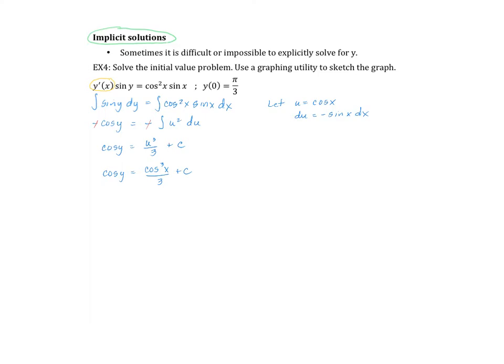Now, in order for me to solve for y, I'm going to need to take the cosine inverse on both sides, which I actually don't want to do, because then my domain is limited. Remember, cosine inverse only goes from 0 to pi, whereas in cosine, all real numbers. So because of that, I'm going to leave this in the implicit form. So I'm going to leave it as implicit.